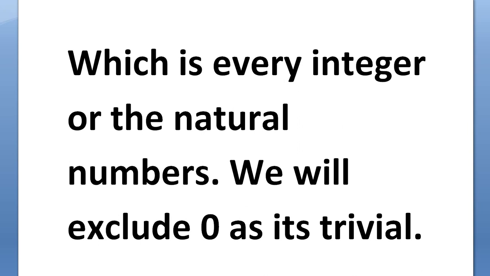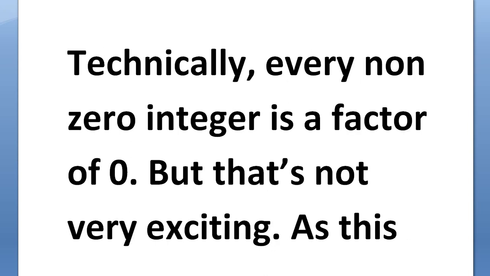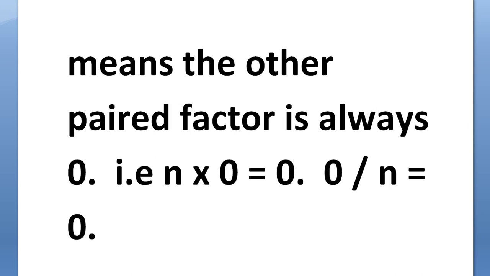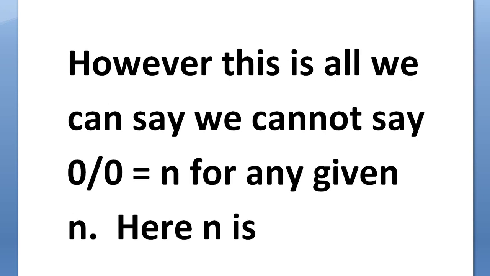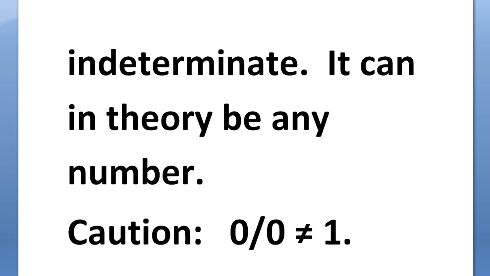We will exclude 0 as it's trivial. A little point on 0 though. Technically every non-zero integer is a factor of 0, but that's not very exciting, as this means the other paired factor is always 0, i.e. n times 0 equals 0, 0 over n equals 0. However, this is all we can say. We cannot say 0 over 0 equals n for any given n. Here n is indeterminate. It can in theory be any number.